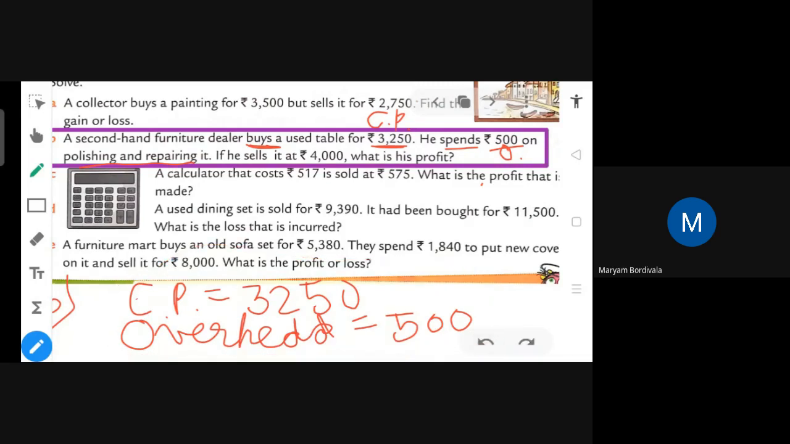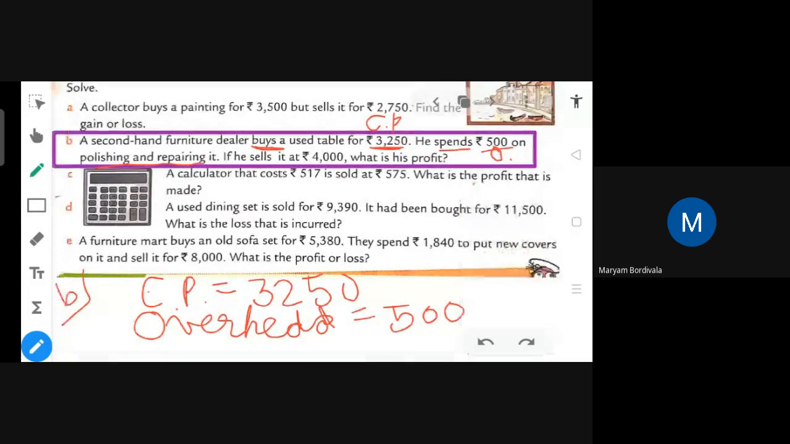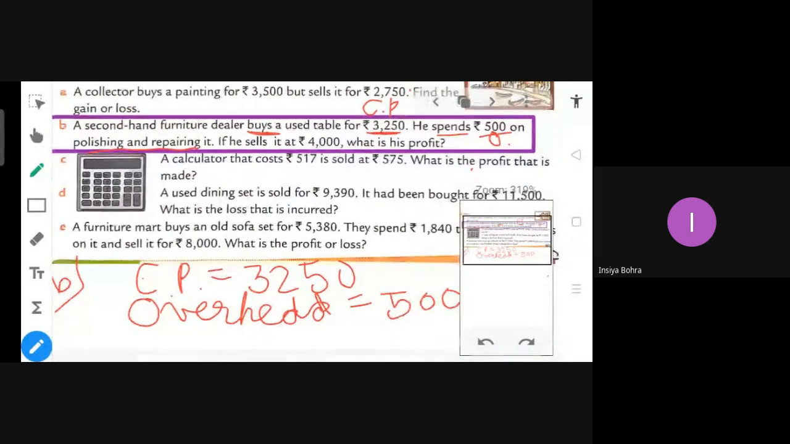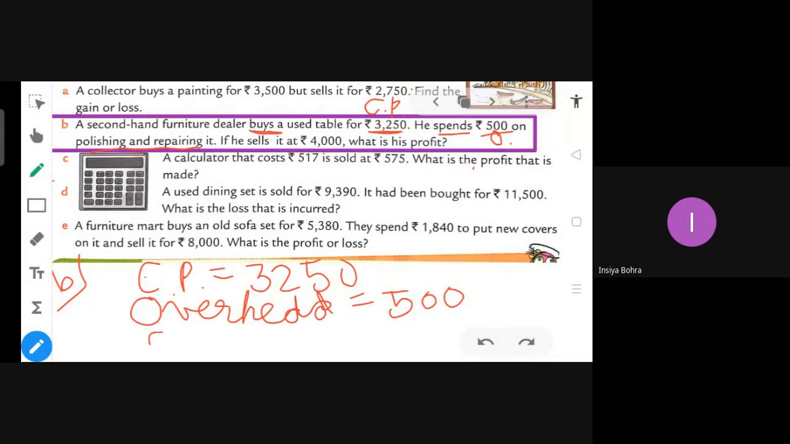So everyone just add in your rough book and then I'm writing the final answer, then you can match it. So add these 2 and tell me the final cost. Whoever comes first. Insha Bora. Yes, Insha. 3,750. Okay, so here the final cost is 3,750. So other students, just match your answer. Did you get the same answer when you add these two? My answer is right, Fatima.